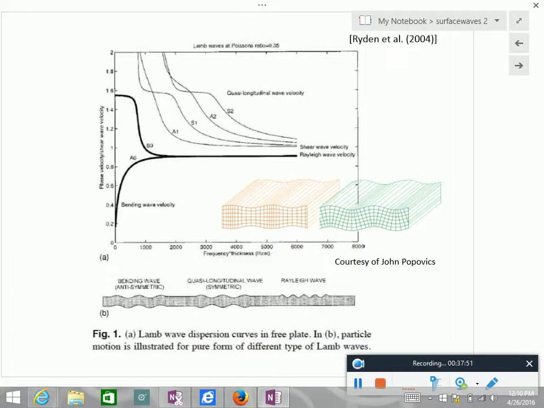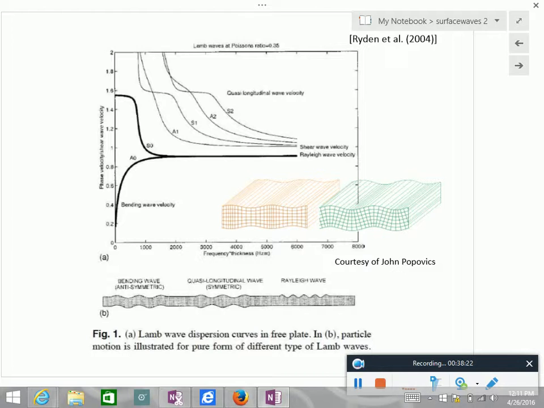So let's break this down and try to understand what this is all about. First of all, we can show that the modes that propagate within a plate are a combination of symmetric and antisymmetric or asymmetric waves. And look at what that means. Maybe this is easier to look at here. Symmetric, antisymmetric.